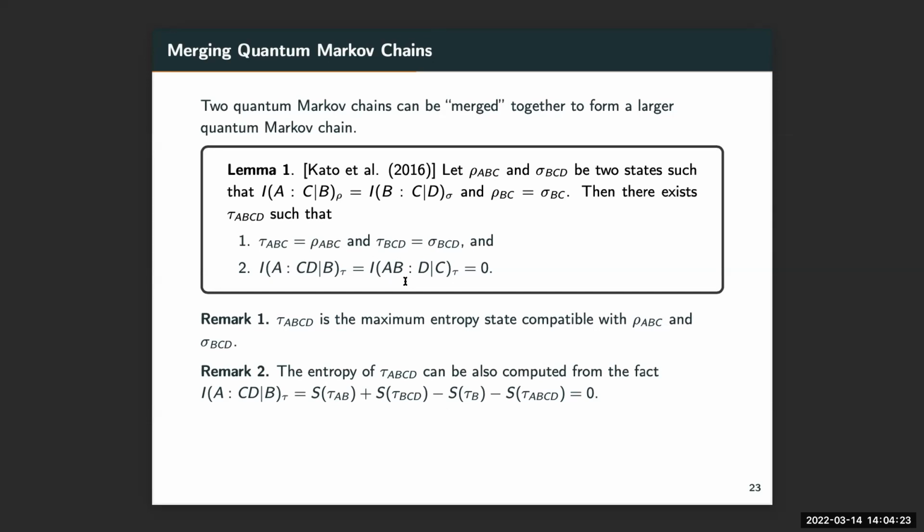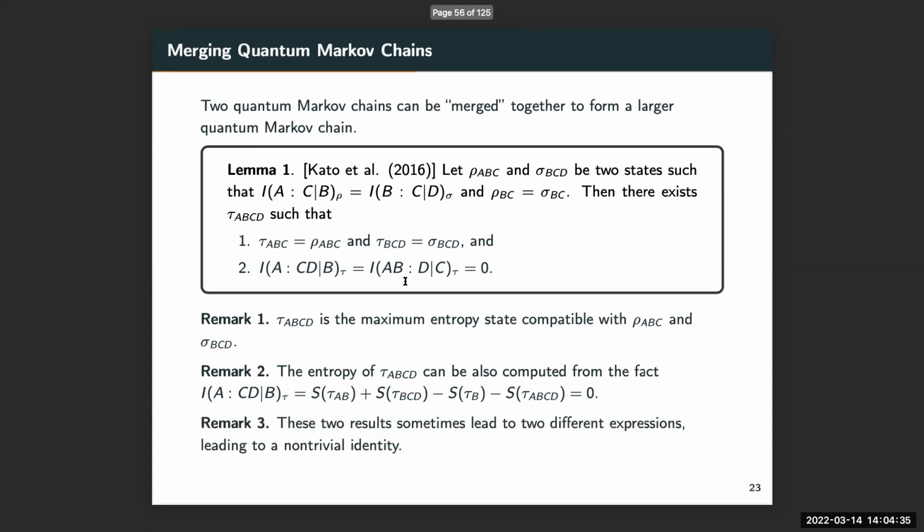And this is the thing that we don't know, but the important point is that this entropy can be computed from the information about rho and sigma. Okay. What I'm trying to emphasize here is that there are two different ways to compute the entropy. And the important observation in this program is that these two different ways sometimes lead to two different expressions. And that's actually how you derive non-trivial identities in this program.